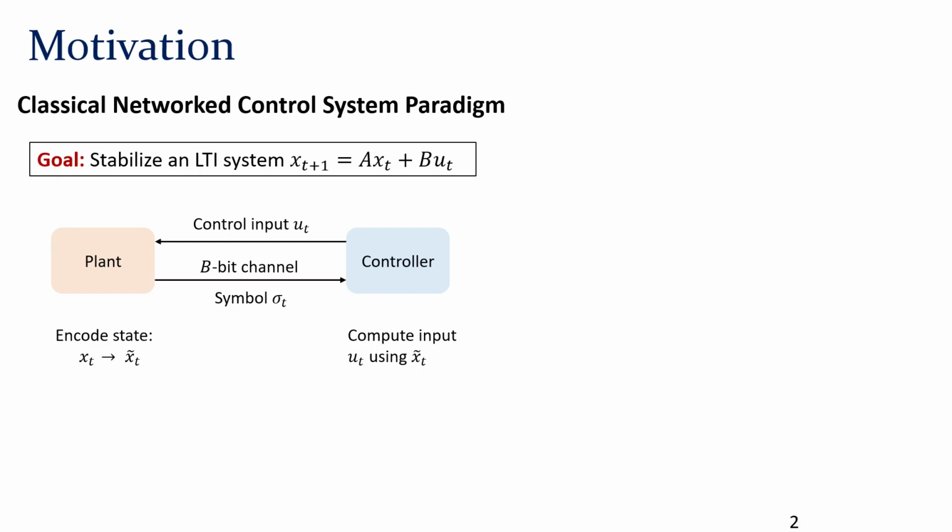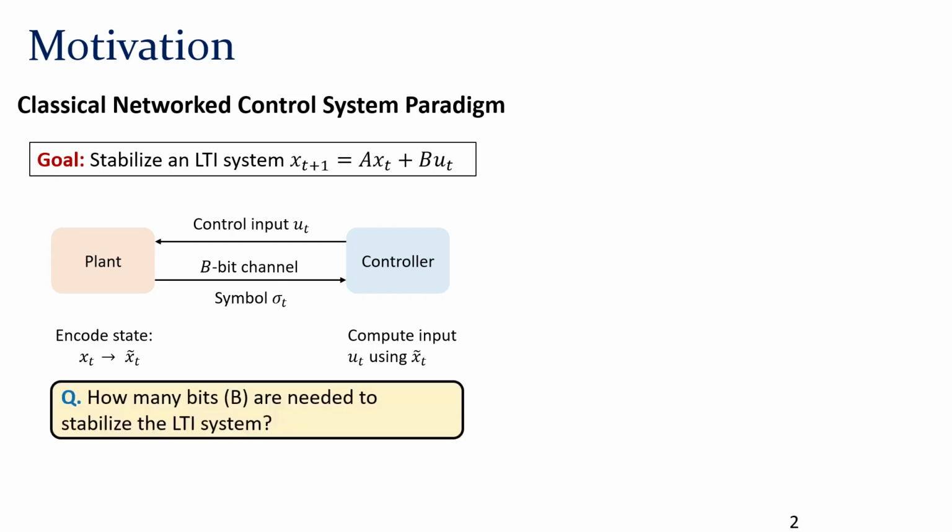Now we have a sensor here that's co-located with the plant, and at each time step, this sensor can observe the full state of the system, but when it tries to send over the state to the controller, it needs to do so over this B-bit channel. So the sensor encodes the state using B bits, sends it over, the controller decodes the state and generates a state feedback loop. And the question that has been extensively studied in this context is how many bits do we need to stabilize this LTI system?